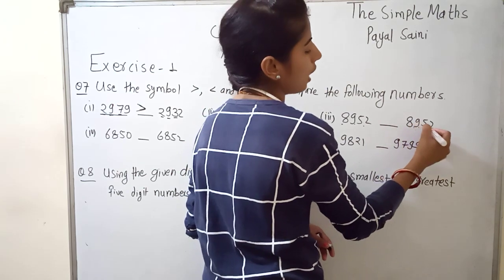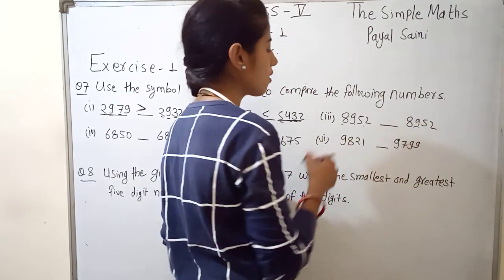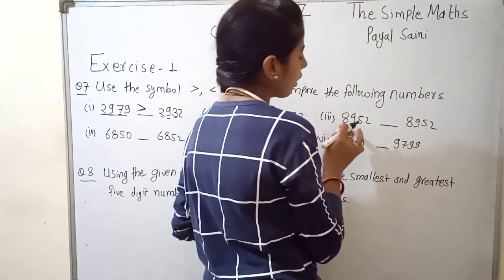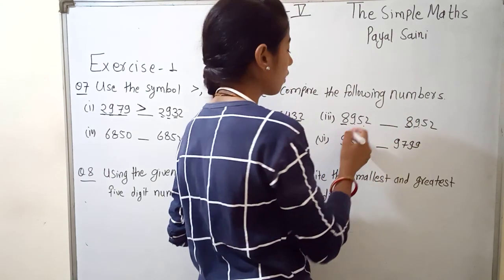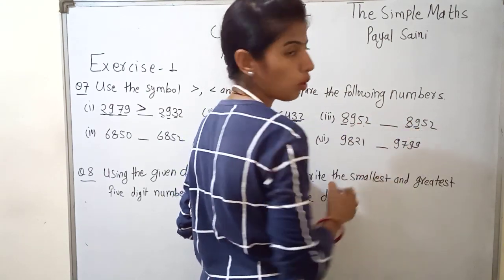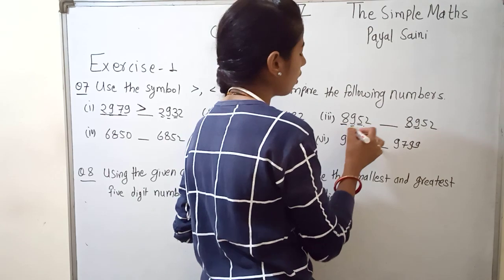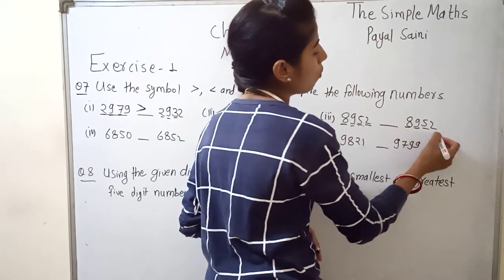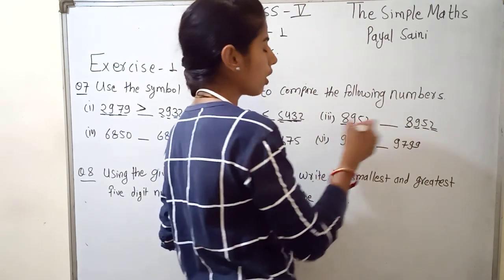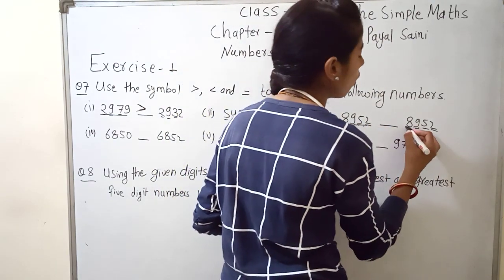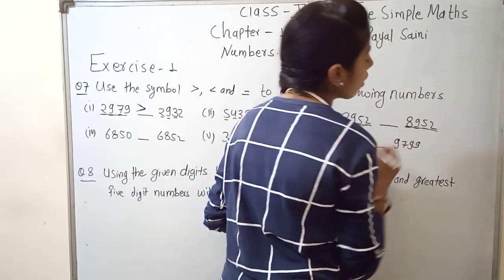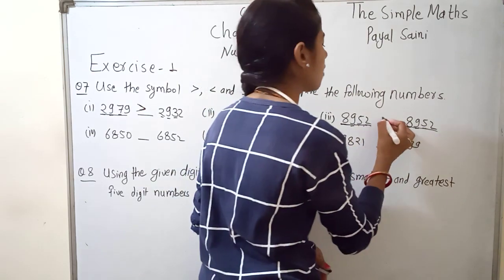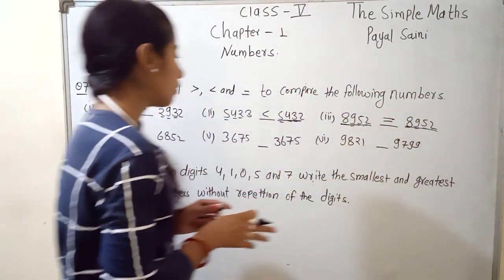Next, 8,952 and 8,952. If you don't understand, then you match. First here is 8, and here is also 8. The second digit is 9, both are also equal. Next, third is 5, here is also 5, it is also equal. Next is 2 and here is also 2, it's also equal. Then we can say all digits are equal to the second number's digits, so our sign is the equal sign.